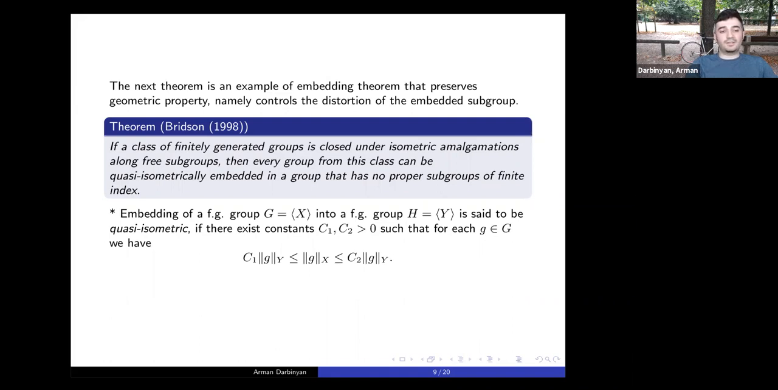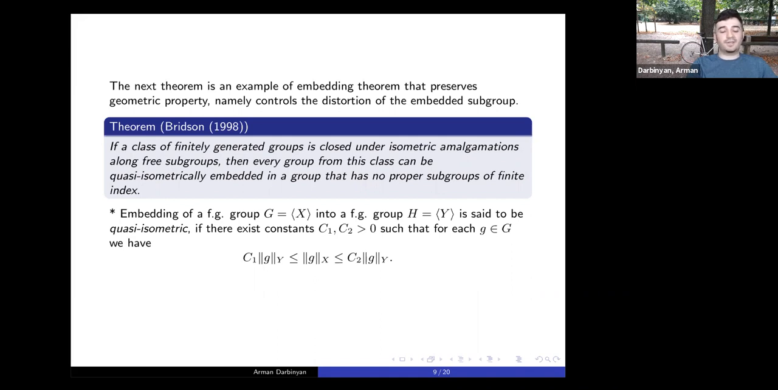And he showed that if you have this class, then there will exist one finitely generated group in which all these groups will embed in a quasi-isometric way. So this embedding is, and this large group, which is important for us, because we'll later return to this theorem. So this large group actually has no proper subgroup of finite index.